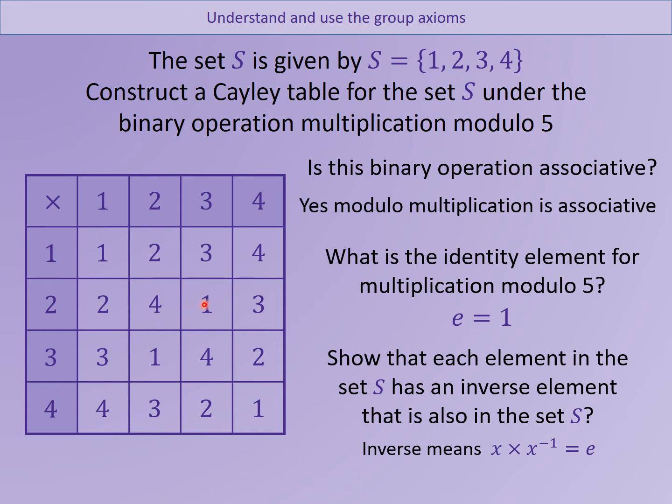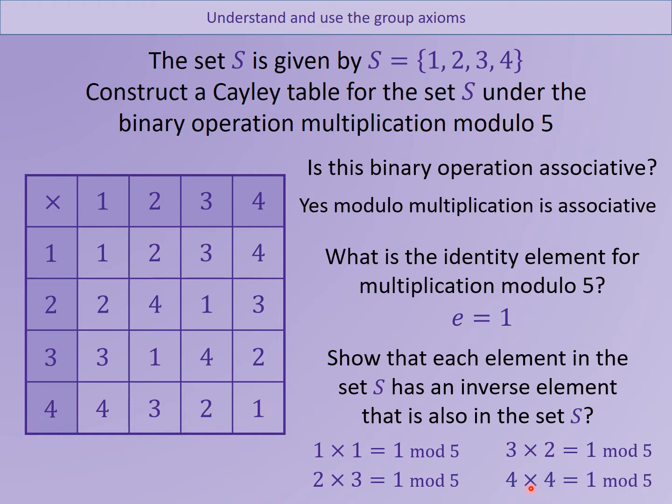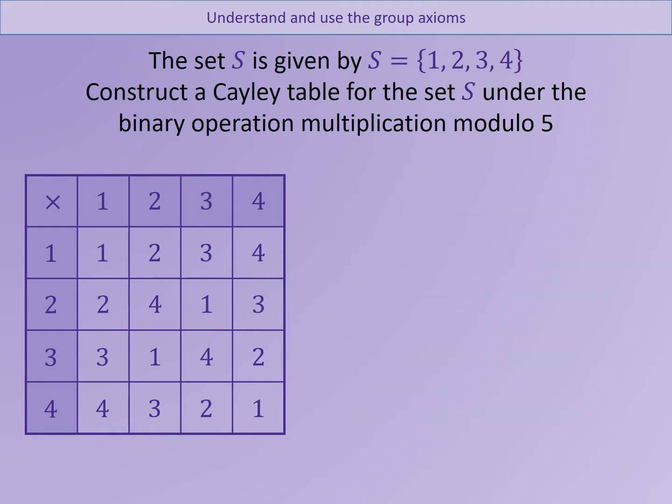3 is times by 2, so that's okay. And 4 would be times by itself. 4 times 4 is 16, and 16 is number 1 in modulo 5. So for every single element in this group, there is an inverse element that takes you back to the identity. Right, so we're showing it's associative, we're showing it's got an identity in the group, and we're showing that it's got an inverse element for every single one of our elements.